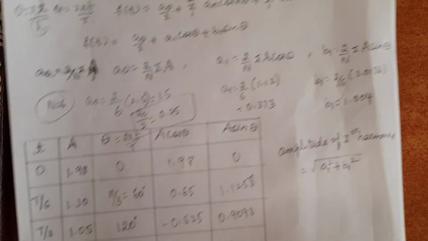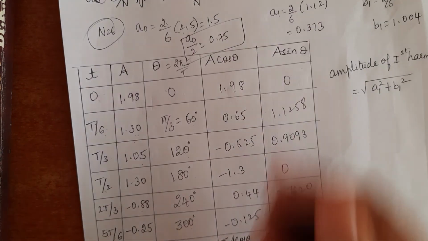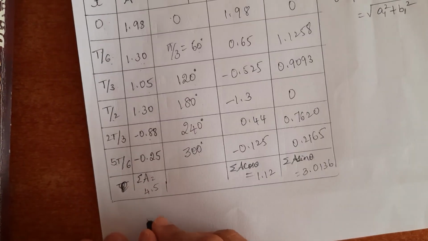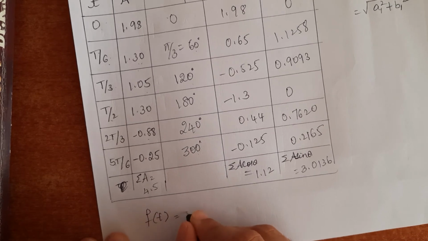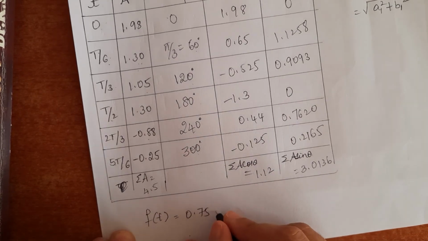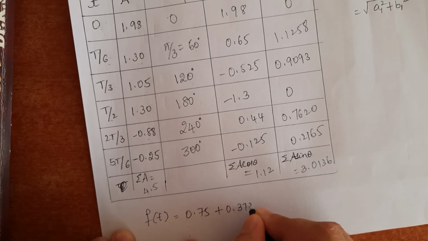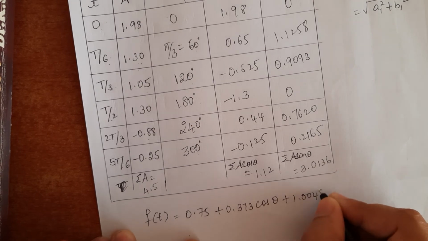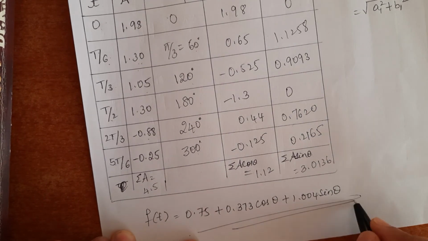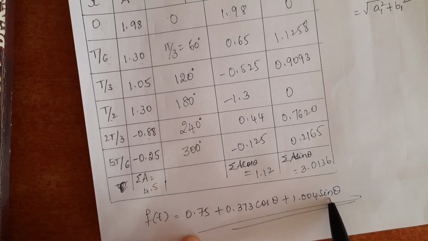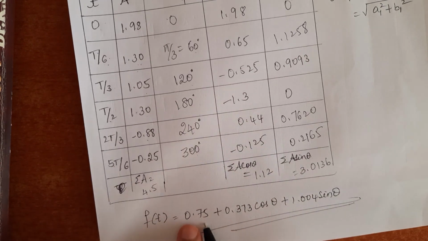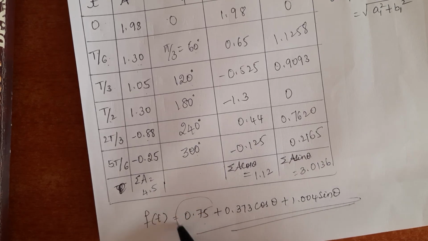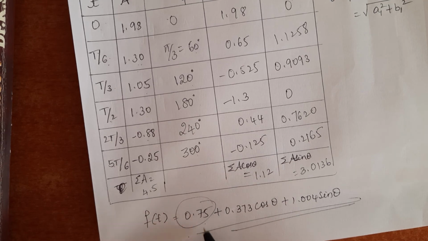So after getting all the values, let us substitute in the Fourier series expansion. Our f of t will be A0 by 2, which is 0.75, plus A1, 0.373 cos theta, plus B1, 1.004 sin theta. This is the Fourier series expansion up to first harmonics. It is given in the question that we have to prove that the constant part is 0.75 amps. So when you observe the constant part, that is A0 by 2, here we are getting it as 0.75.